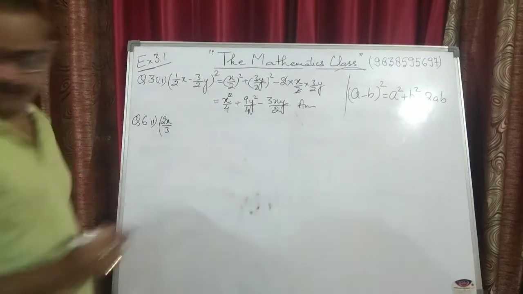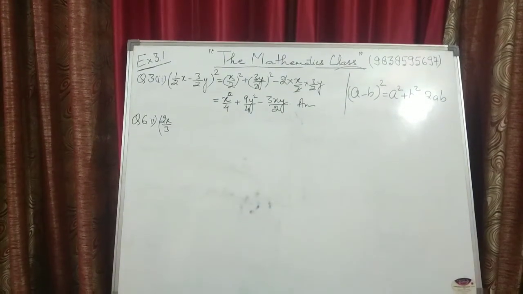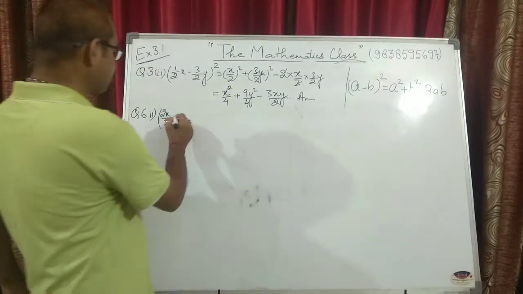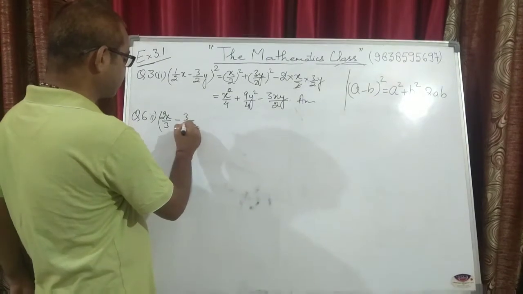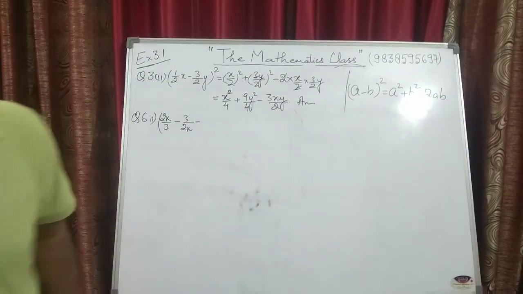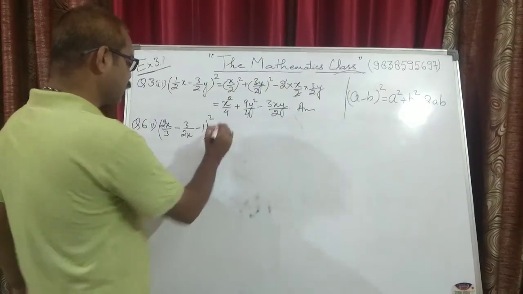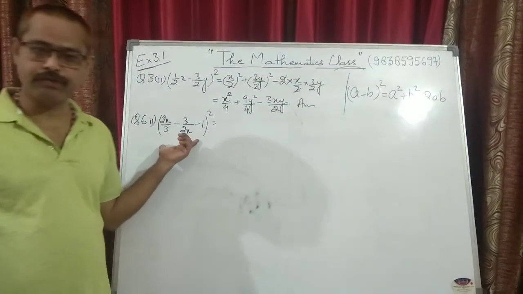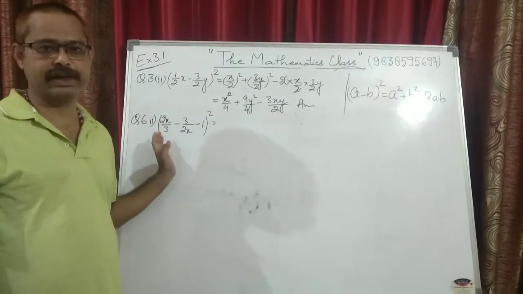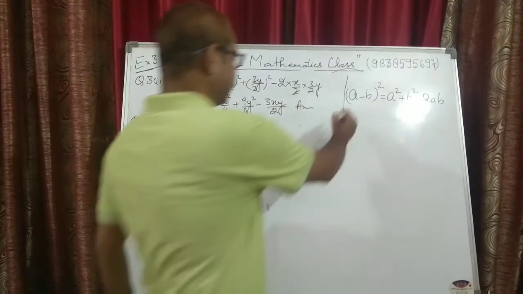2x upon 3 minus 3 upon 2x minus 1, whole square. Now this is also an identity or a formula that has been discussed. You know that a minus b minus c whole square.